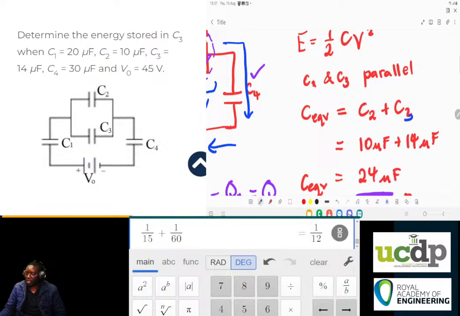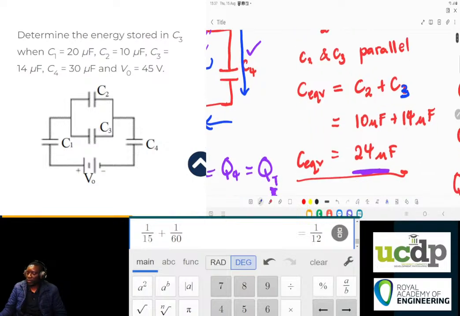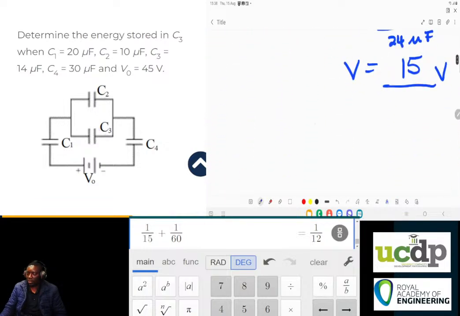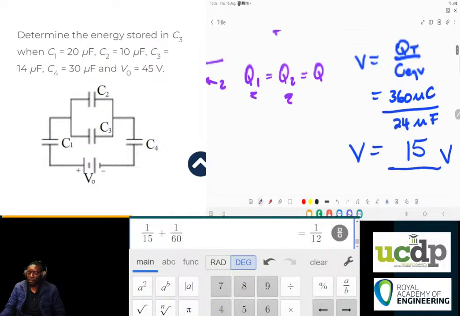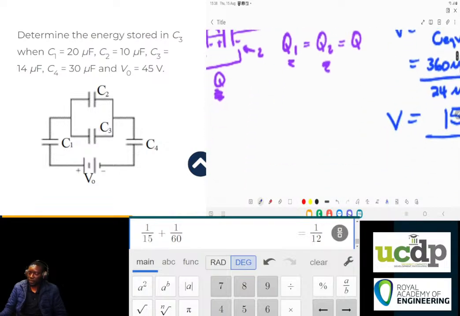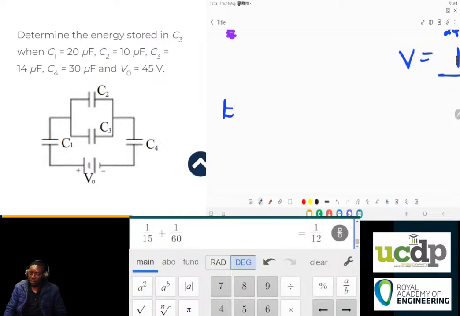Sorry, this is supposed to be 3. The value for C3 is 14. So if we know the value for C3 and we know the voltage across C3, what is the energy stored by capacitor C3? In that equation, we said energy stored by C3 is equal to half C3 V3 squared.